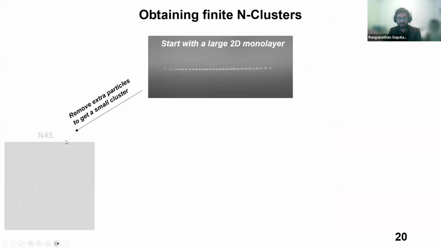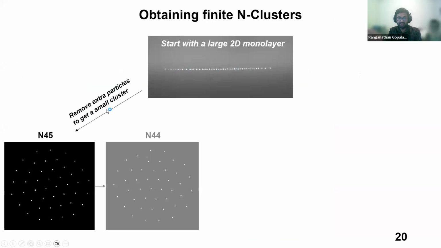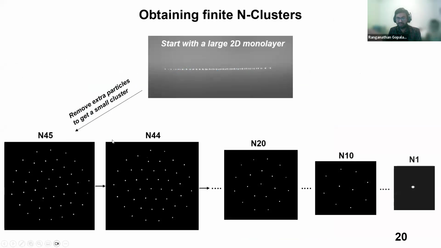So using this technique, we were able to start with a two-dimensional monolayer and keep removing extra particles as needed to get high selectivity in the number of particles in the cluster. And as you can see already, there is a very interesting structural problem here. If you think about the first model of the atom that you heard about, the Thomson model, it had what is called a core and shell structure.